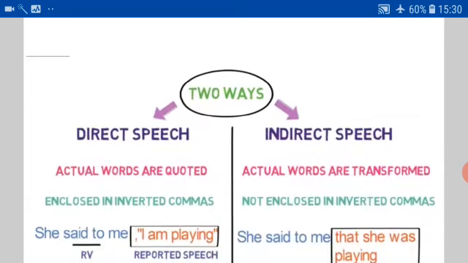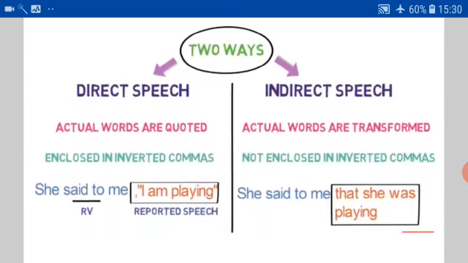Look at an example of direct speech first. She said to me, "I am playing." Here you can see she is the subject, said to is the reporting verb, me is the object, and inverted commas begin. "I am playing" is the reported speech, that is, the words of the speaker, quoted and enclosed in inverted commas. But this sentence is transformed into indirect speech like this: She said to me that she was playing. Here we see that the second sentence is the transformed version of the first sentence.